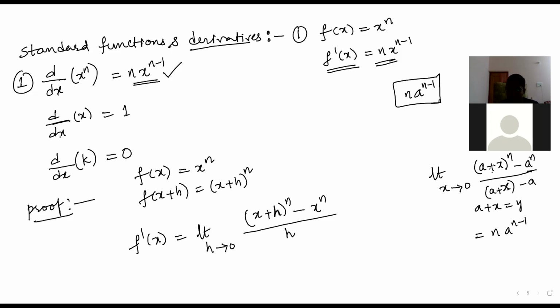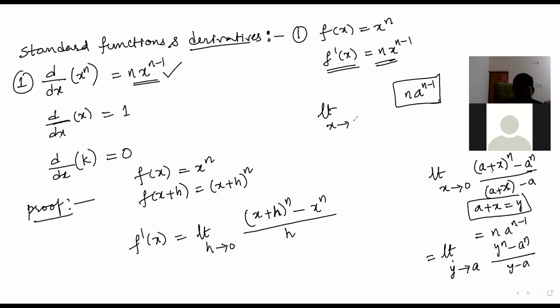If you put it like this, then what do you get? Limit y tends to what? X is tending to 0, so y is tending to a. Yes or no? Yes, sir. 0 plus a. If you add x plus a, it is 0 plus a. So the limit, y to the power of n minus a to the power of n by y minus a. This is only the formula, no? We have the formula.